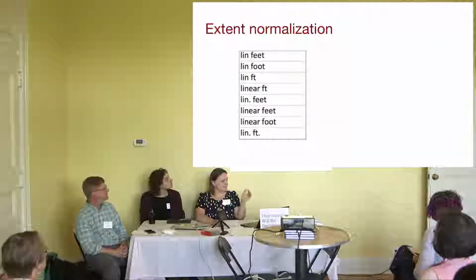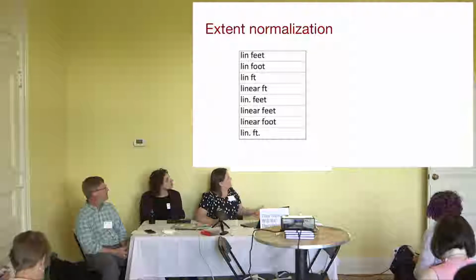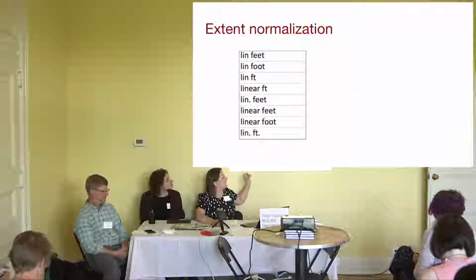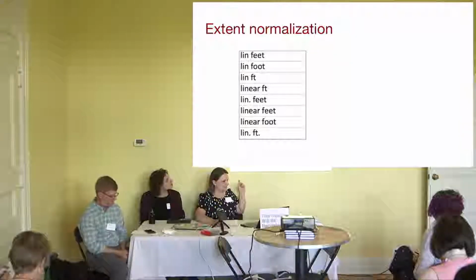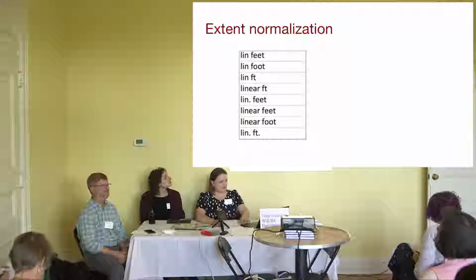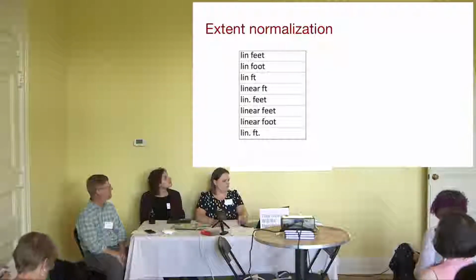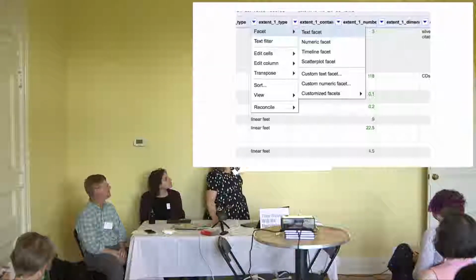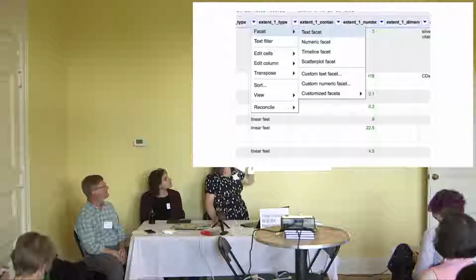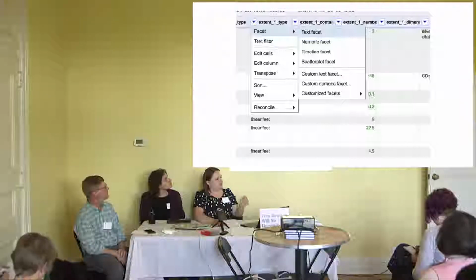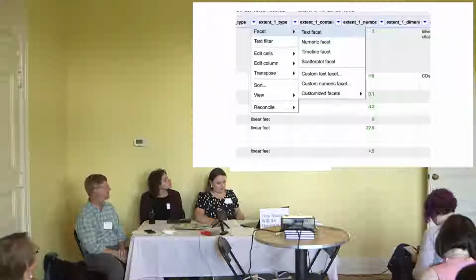So, extent types. I needed to normalize extent types to a controlled vocabulary. And this is not even all of the ways we found it represented in the data. Caitlin's shaking her head because she knows. So into OpenRefine, how am I going to deal with these? Each column in OpenRefine has these little triangles, and each column basically has a menu of actions that you can perform on the data in that column.